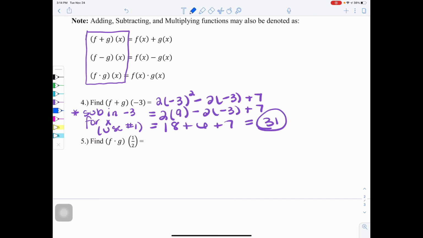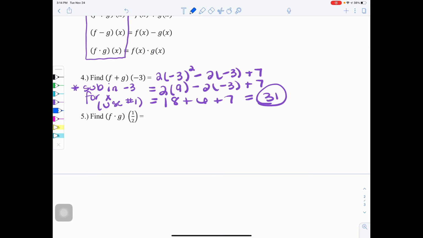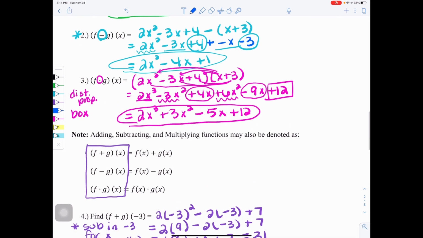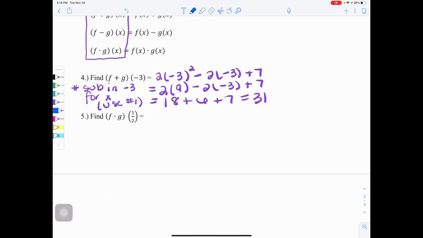For f times g of 1/2, if you recall, we're going to go back and use what f times g was. So that was 2x cubed plus 3x squared minus 5x plus 12, but we're going to put 1/2 in all of the x's positions. So we've got 2 times 1/2, which is going to be cubed, plus 3 times 1/2, which is going to be squared, minus 5 times 1/2, and then plus 12.